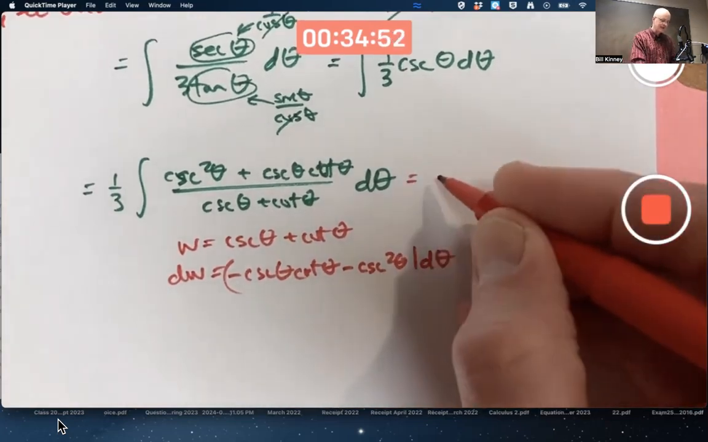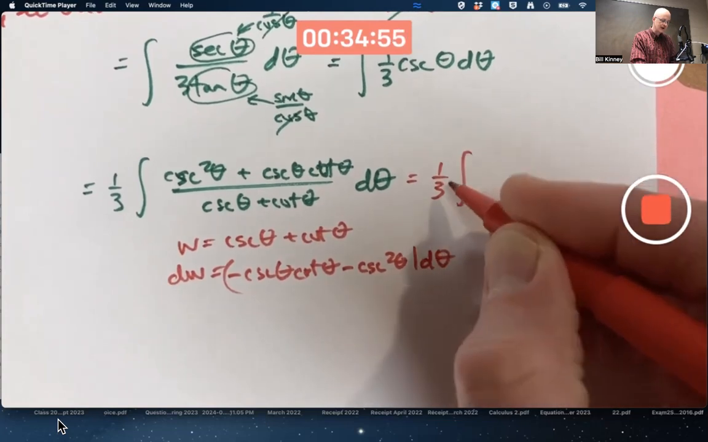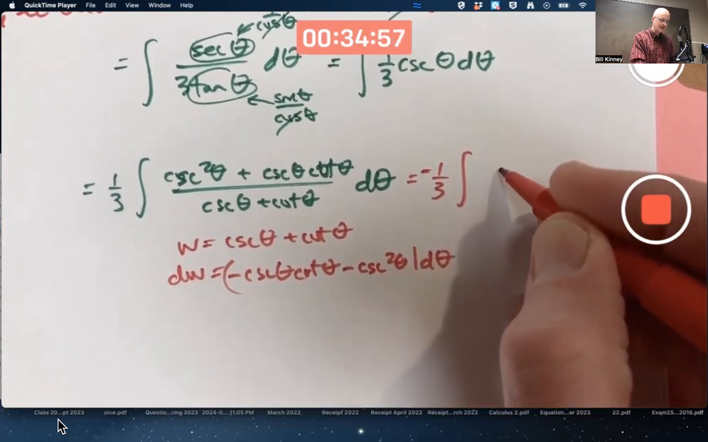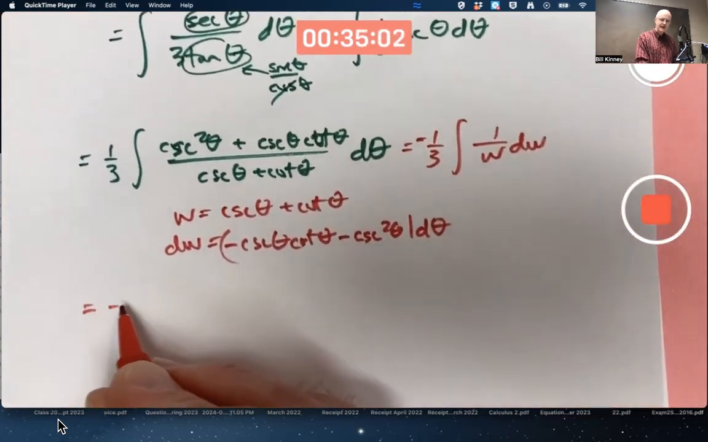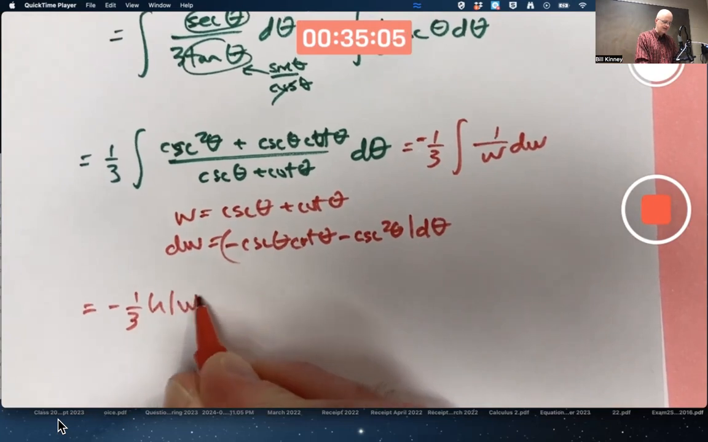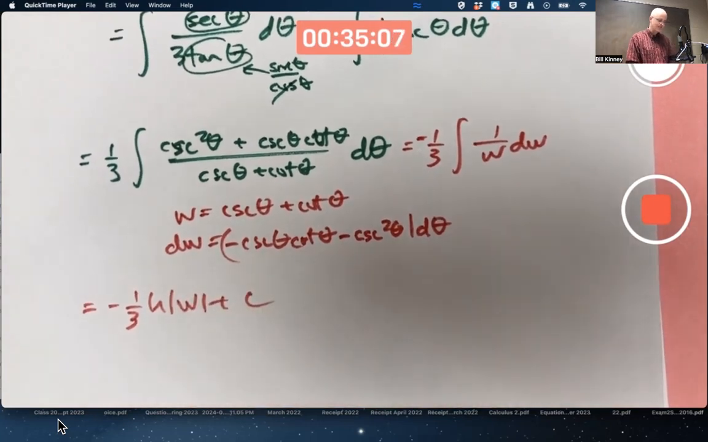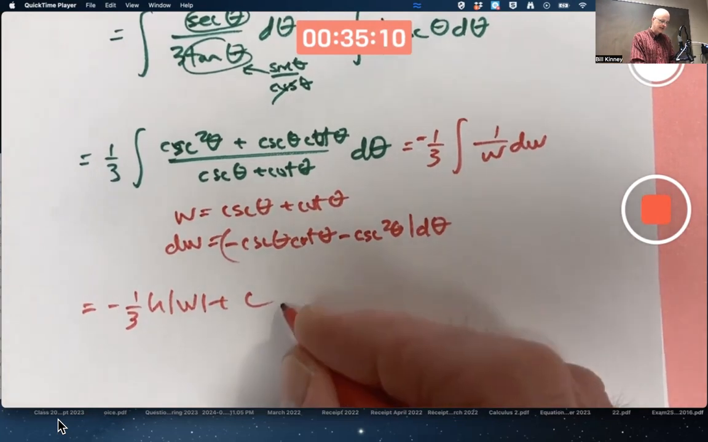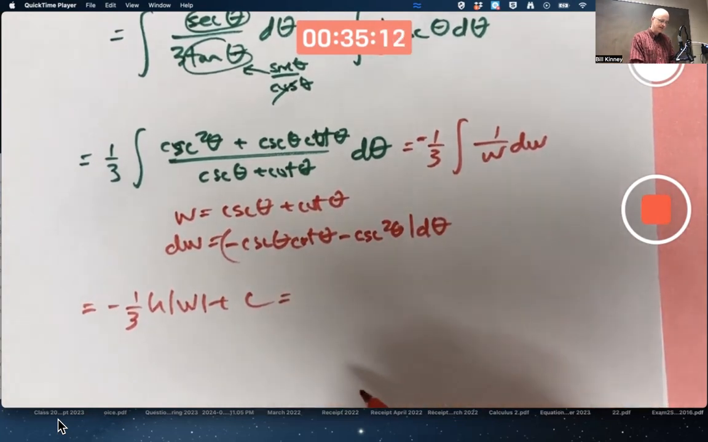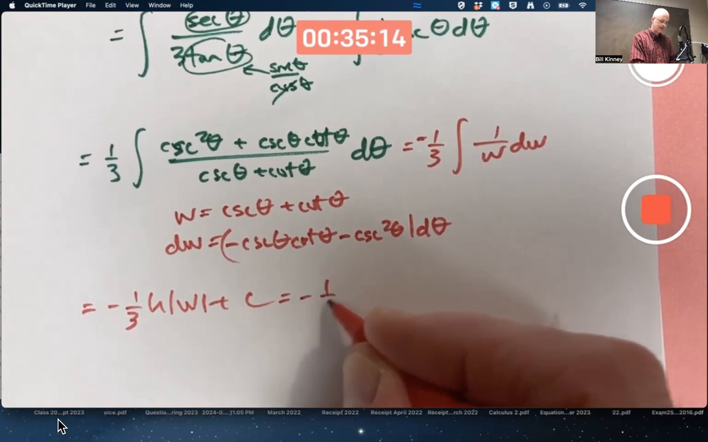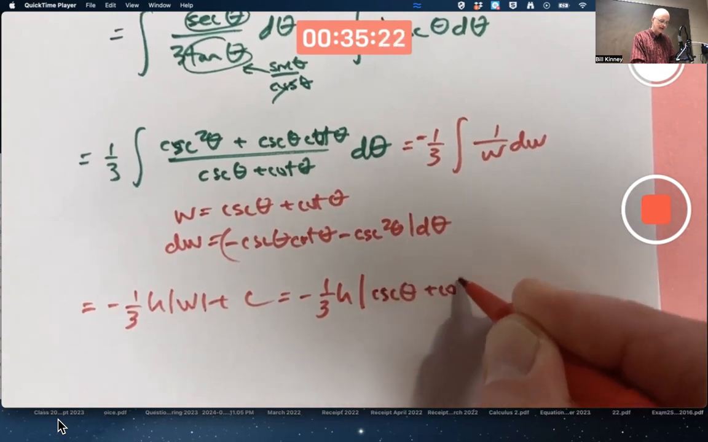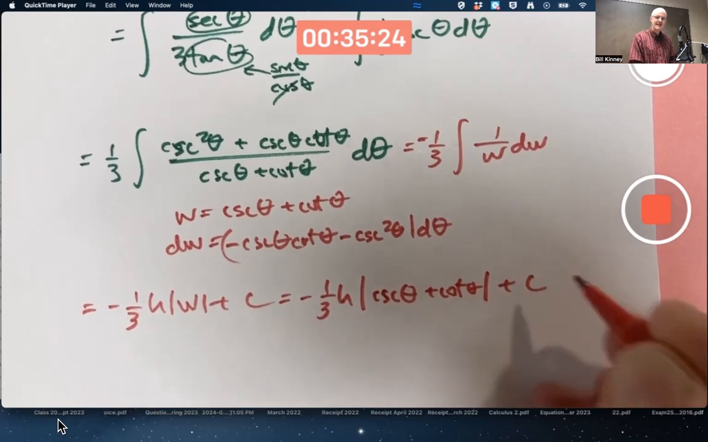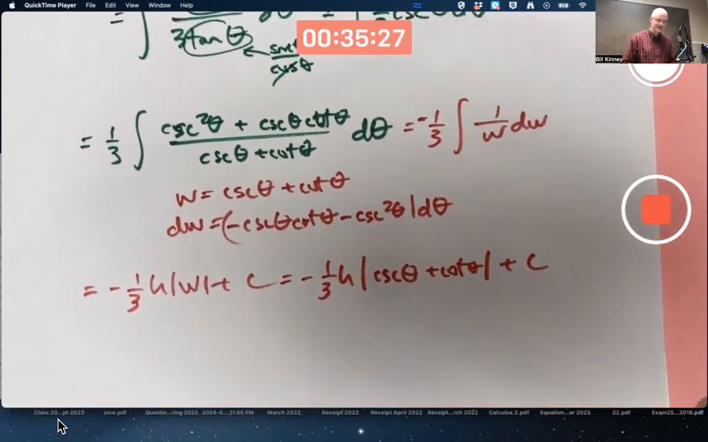So this becomes ultimately the 1/3 times the integral of, well, I'll bring the negative sign out in front, negative 1/3 times the integral of 1 over W dW. In the end, we get negative 1/3 natural log of the absolute value of W plus C. Replace W with cosecant theta plus cotangent theta: negative 1/3 times the natural log of the absolute value of cosecant theta plus cotangent theta plus C. Not done yet, because we have to get it back in terms of x.